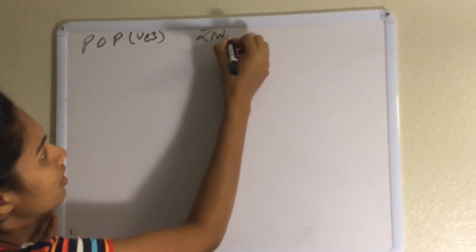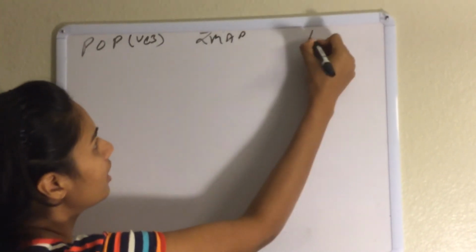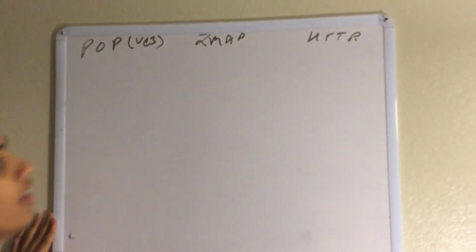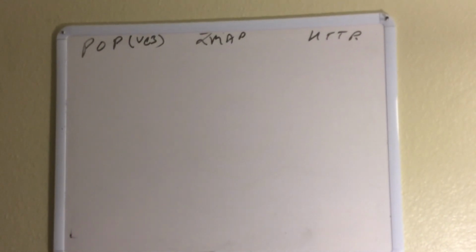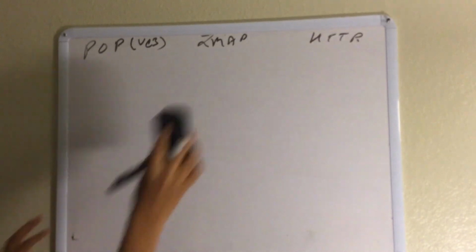IMAP and HTTP. Now, what are these three? We'll talk about them. Now, Post Office Protocol. In Post Office Protocol, we generally have 3 phases.